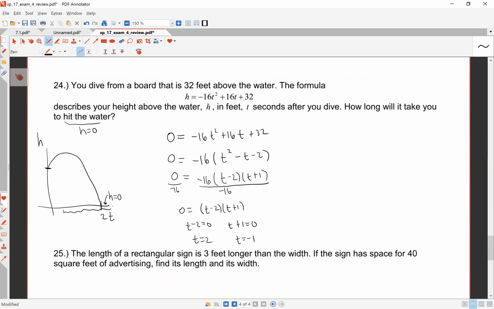It's only after 2 seconds will the diver hit the water. The negative 1 just comes from the fact that that parabola would have intersected the t-axis, or x-axis, over at negative 1. So the only one that makes sense here is the 2 seconds.